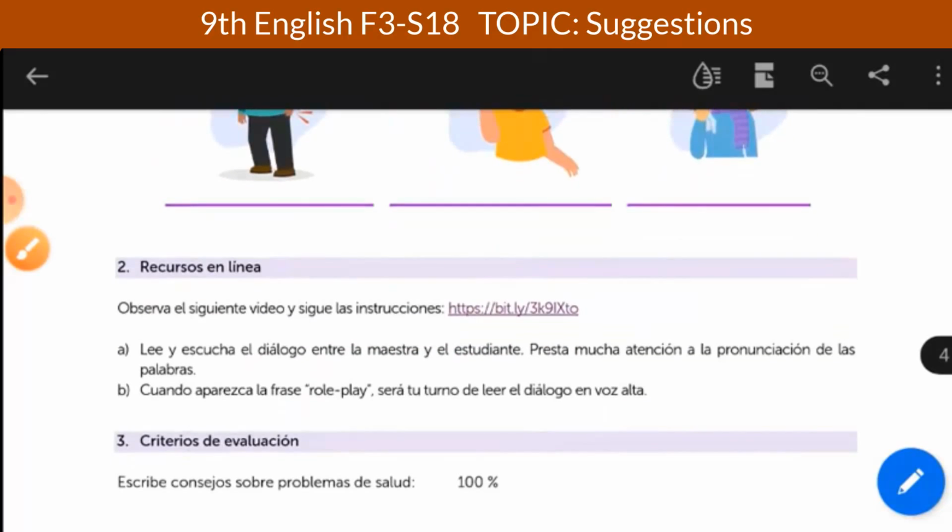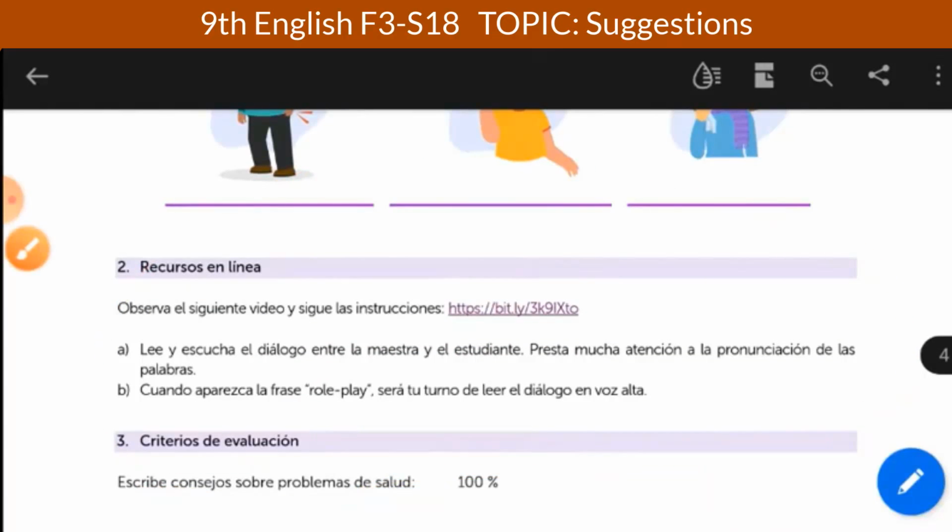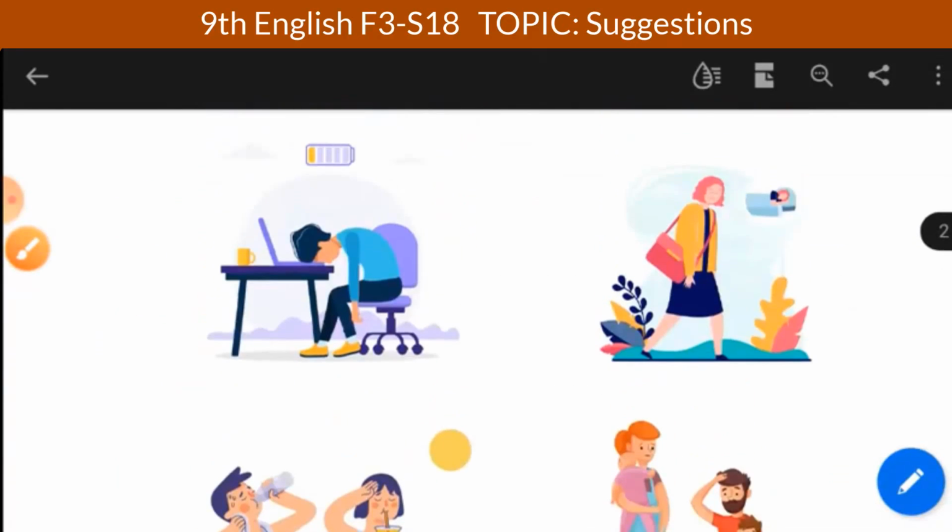After that, we are advised to watch a video. Se nos pide que veamos un video. We are going to watch it, yes. But first, let's go back to the activation part.